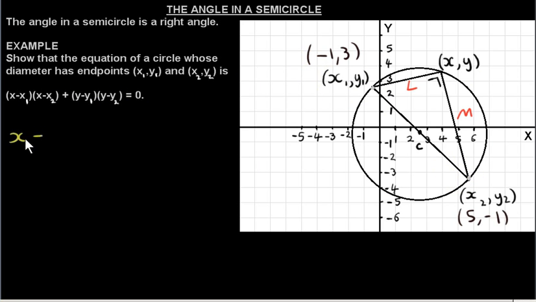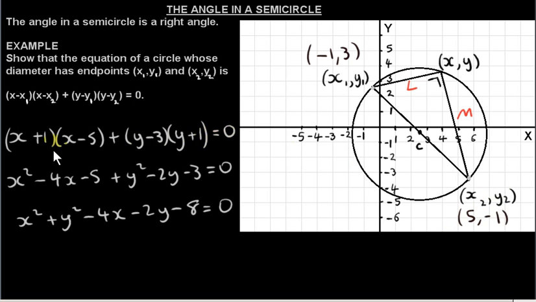x1 is minus 1, so we get x minus minus 1, or x plus 1, times x minus x2, that's x minus 5, plus y minus y1, that's y minus 3, times y minus y2, that's y minus minus 1, or y plus 1, equals 0. So we can multiply all of this out. Here we get x squared minus 5 plus 1 is minus 4x, minus 5. Then we have y squared plus y minus 3y is minus 2y. Then we have minus 3.